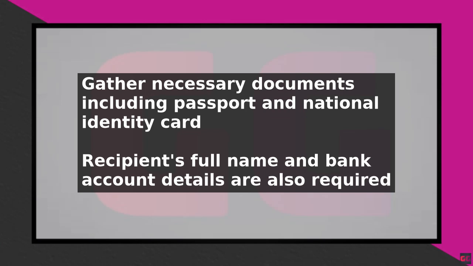Once you have all the required documents, you can visit a local agent or bank that offers the money transfer service you have chosen. You will need to fill out a transfer form, which will require you to provide the recipient's details and the amount you want to send.